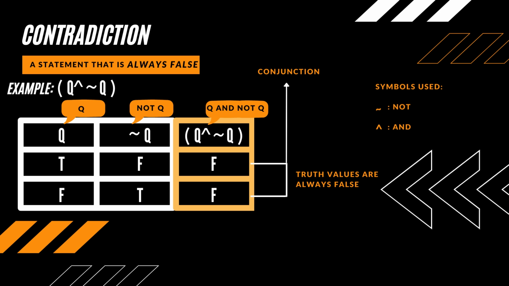So then, we can say that Q and not Q is false in the first row and also false in the second row. For the overall equation Q and not Q, we can then say that Q and not Q is a contradiction because all of its statements are false.